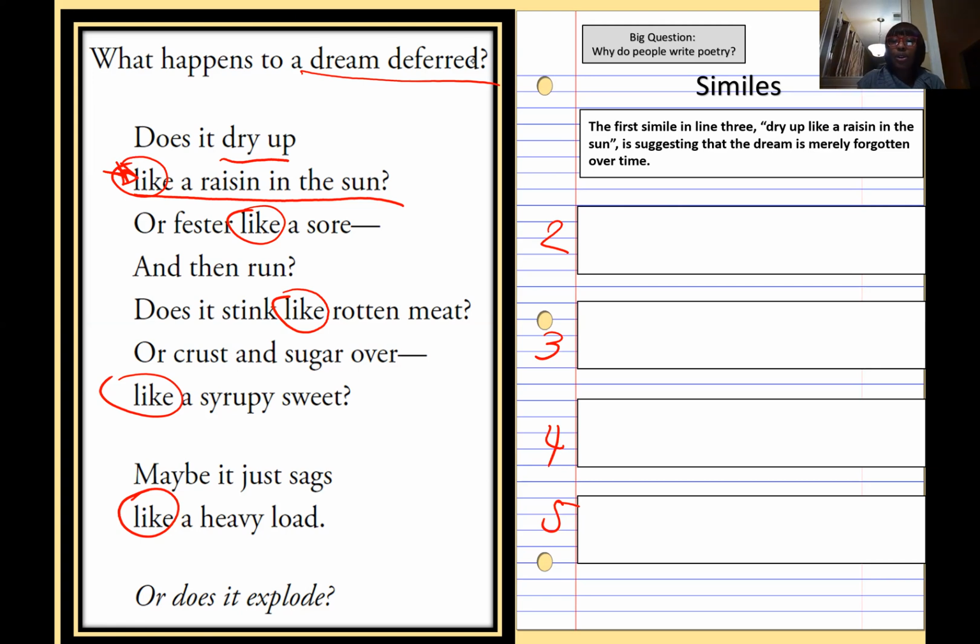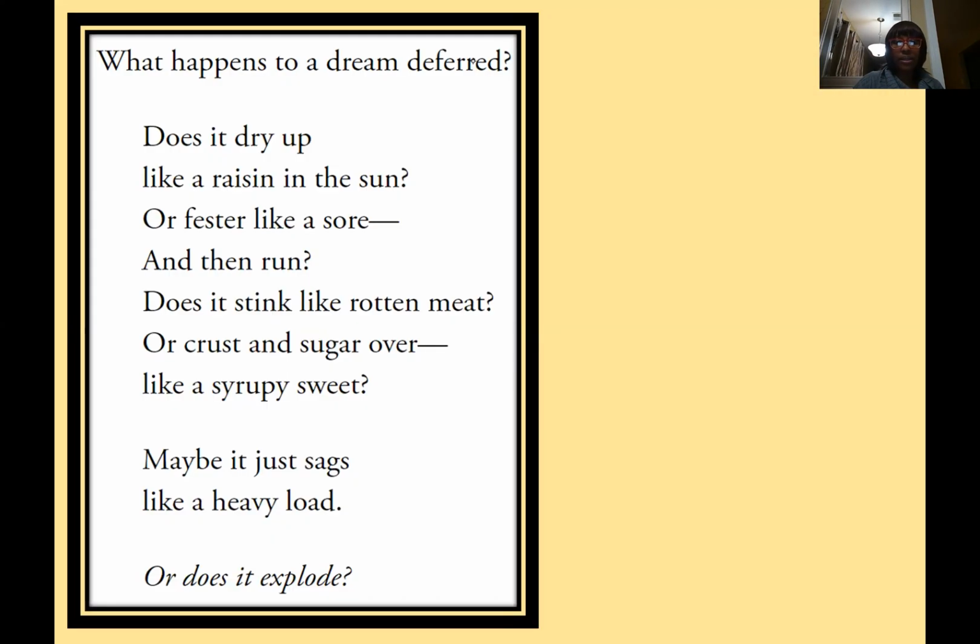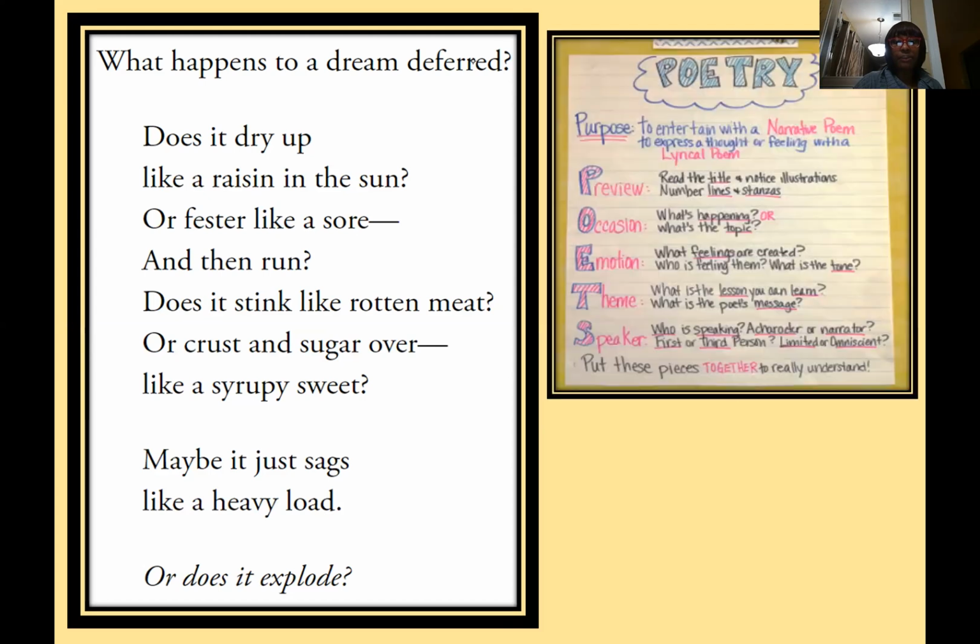I want you on your own to do the same for 2, 3, 4, and 5. Take an image of that and share that with me on Dojo. And then tomorrow, we'll go over your answers. So let's go ahead and jump here.